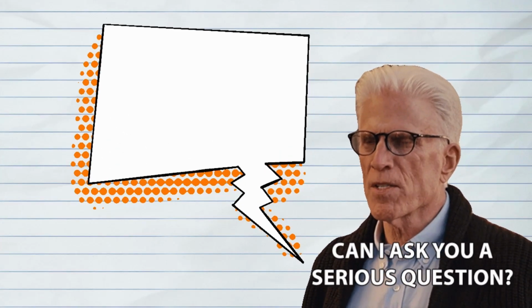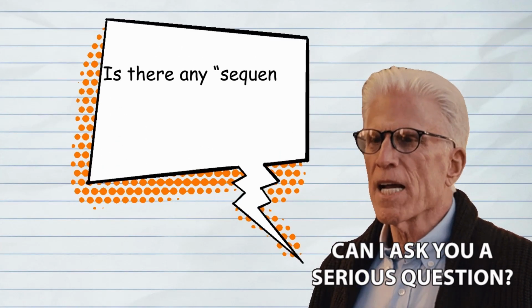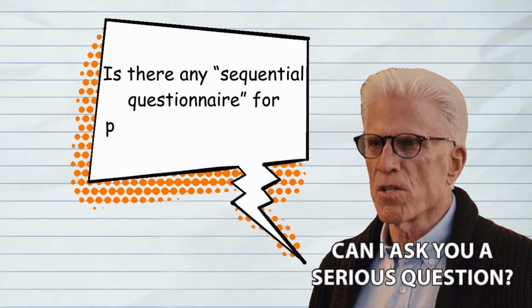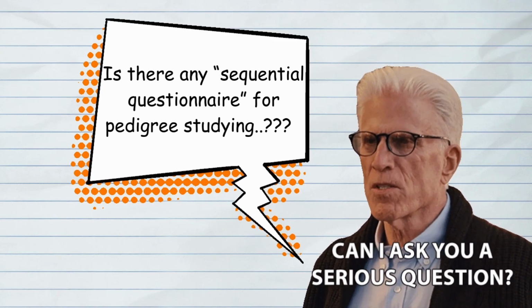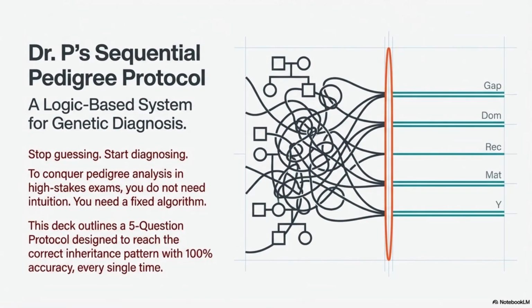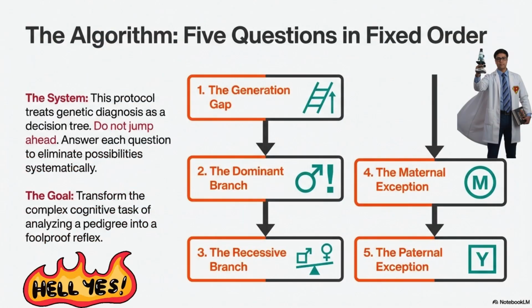Now the question arises, is there any sequential questionnaire for pedigree studying, to know what kind of genetic disease it is, or is it any mitochondrial disease? To conquer any pedigree in your exams, you don't need to guess. You just need to ask the family tree 5 specific questions in a fixed order. This is Dr. P's sequential pedigree protocol to reach the diagnosis every single time.